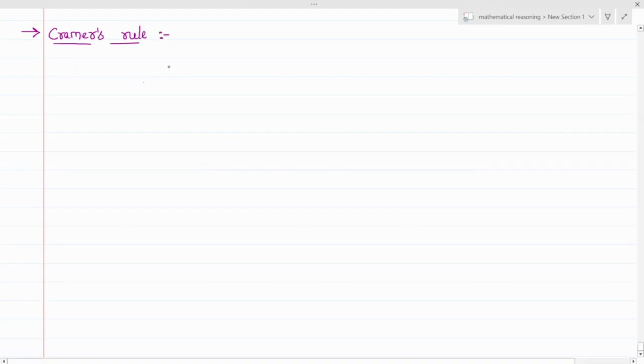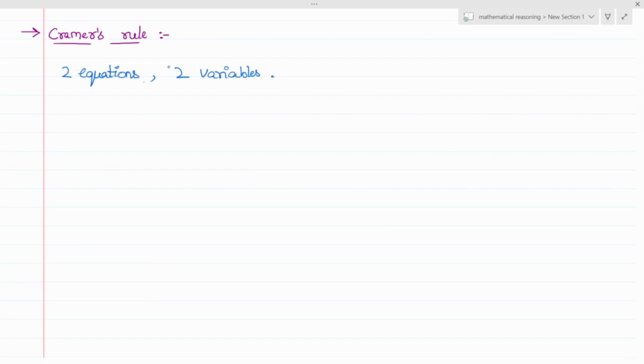Next topic we're going to see is Cramer's rule. Actually, this rule is used to solve simultaneous equations. So now here let's take two equations and two different variables. And this rule is basically used to solve the determinants.